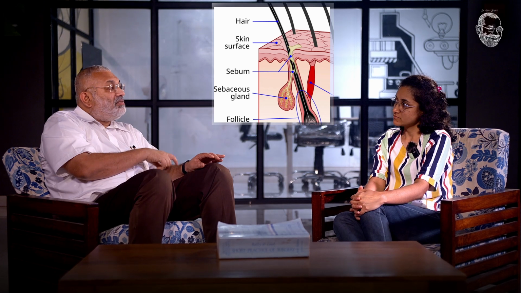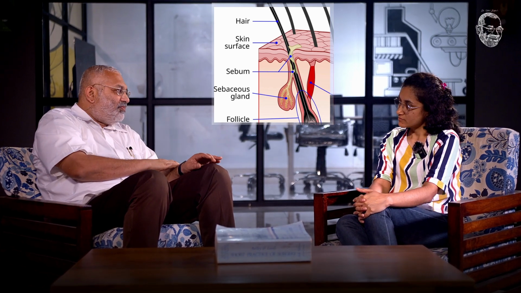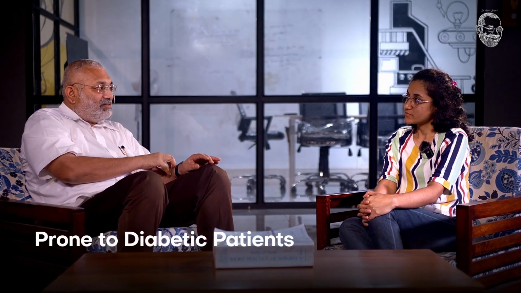Ideally, if you have a sebaceous cyst, you should get it operated because it is going to get infected at some stage or the other, because the sebum is a good medium for bacteria to grow, especially if you are a diabetic. So it is prone to get infected. So it's best to get it removed. Same thing with the dermoid cyst.